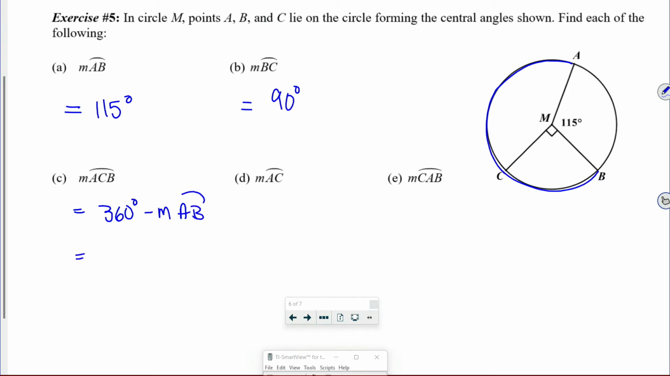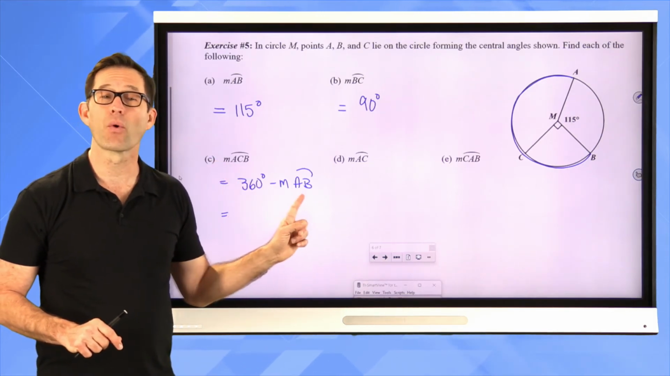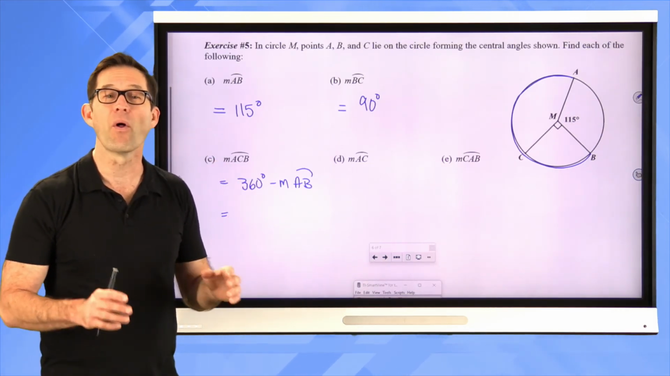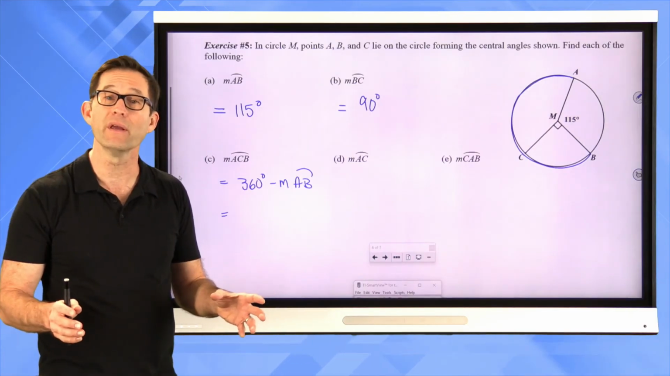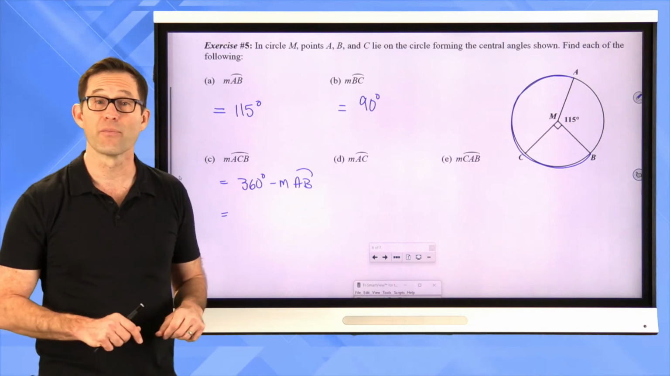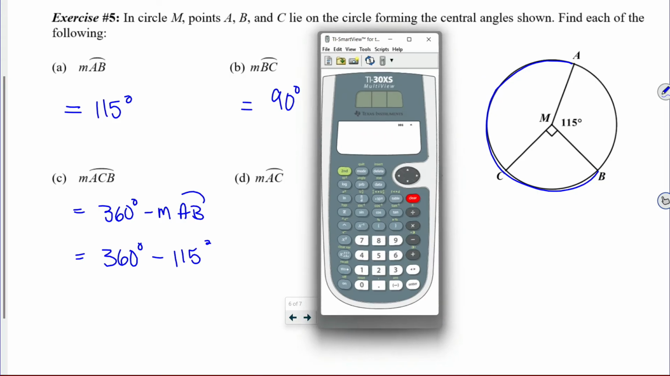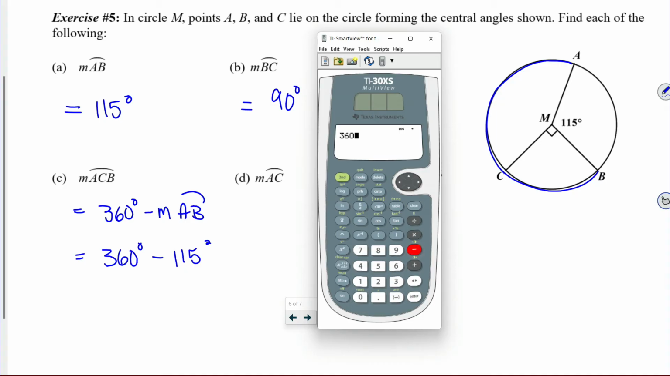And that will always, by the way, be the relationship between the measure of a major arc and its corresponding minor arc. They will always add up to 360 degrees, so if I want to find one and I have the other, I can just subtract it from 360. So in this case, I'll just do 360 degrees minus 115 degrees. This is where all I want is just a nice, simple scientific calculator to help me do the subtraction quickly. And I find that that's 245 degrees.